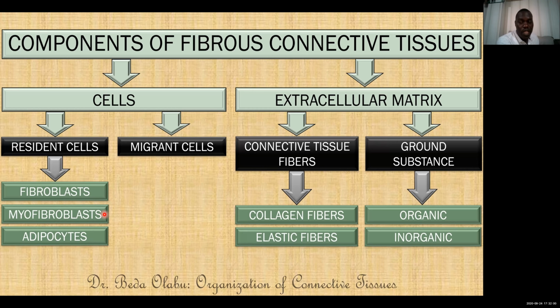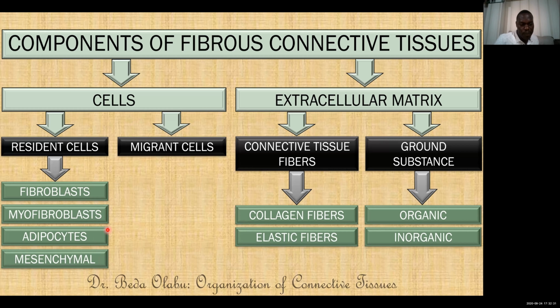Adipocytes are fat cells, which are found in fibrous connective tissue. Usually, you'll find one or two adipocytes scattered within fibrous connective tissue. Lastly, there are those that we call mesenchymal stem cells. As the name suggests, they are stem cells. They're the ones which give rise to the other cell types.